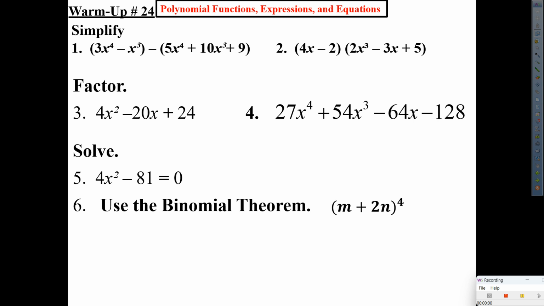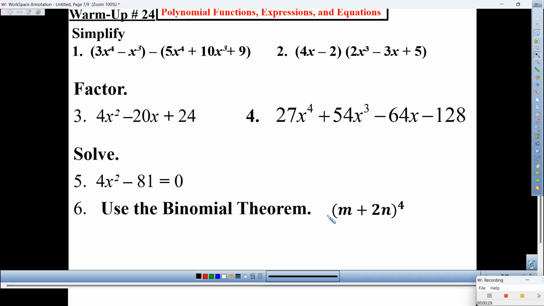Warm-up number 24 is on the screen. Copy that. Get started as soon as you can. You should be able to do all of those by yourself now. I'm going to go over those as soon as you are done. Then we're moving on today to the next section in our session for polynomials. I'll give you guys some time. Copy and go.